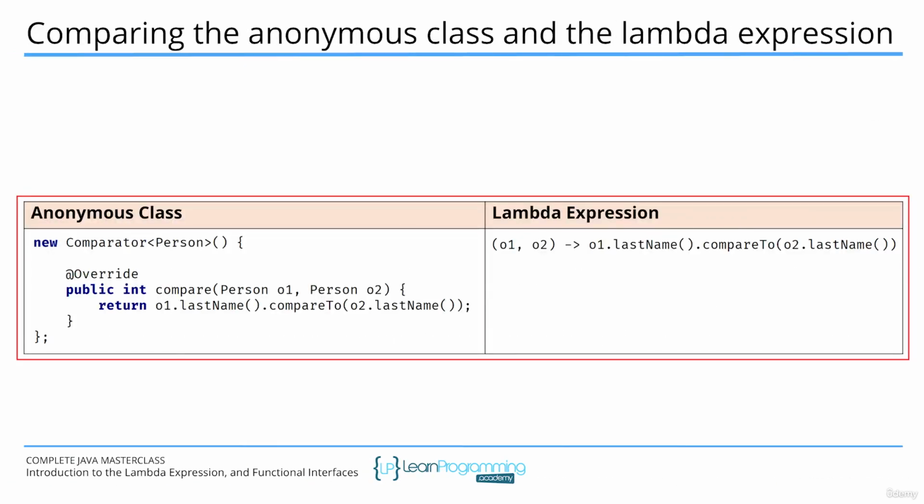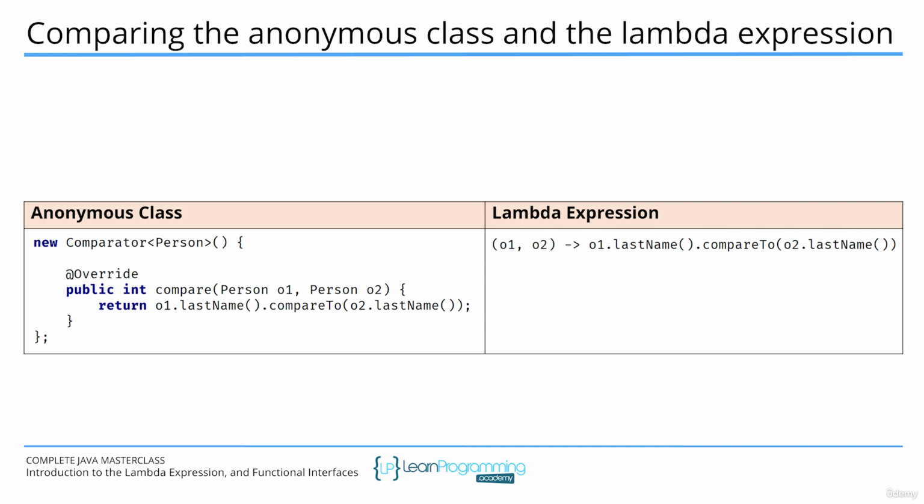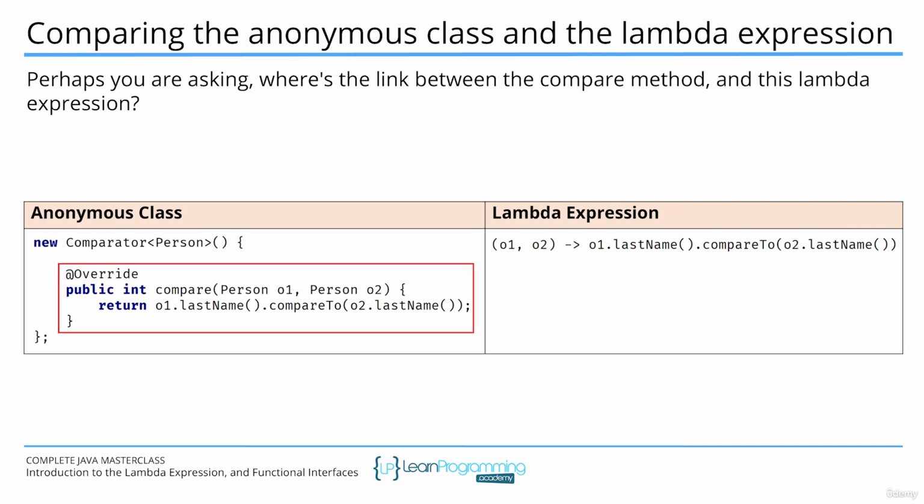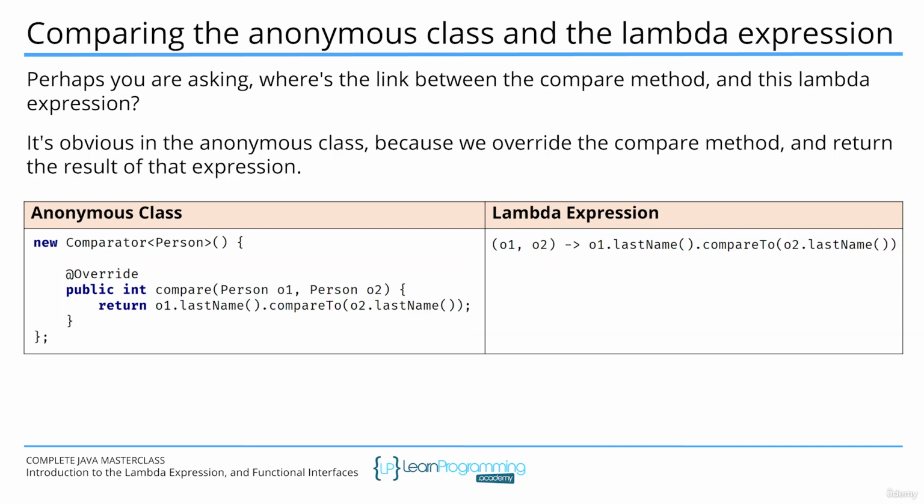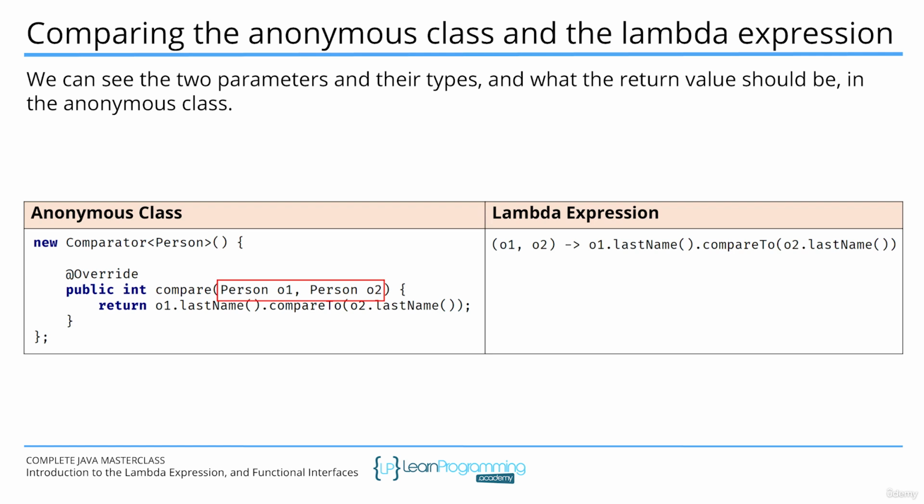Next, I want to look at the anonymous class side by side with the lambda expression. I think it helps with understanding the mechanics of lambdas. Perhaps you are asking, where's the link between the compare method and this lambda expression? It's obvious in the anonymous class because we override the compare method and return the result of that expression. We can see the two parameters and their types and what the return value should be in the anonymous class. It's all spelled out for us there.